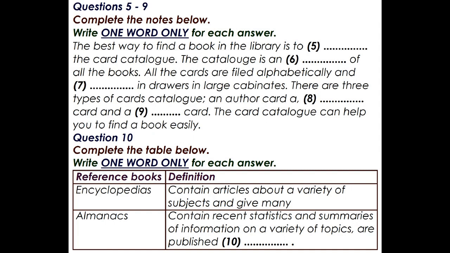Next is atlases. An atlas is a book of maps. It may contain many different kinds of maps. The maps in an atlas are often arranged alphabetically by country or continent.